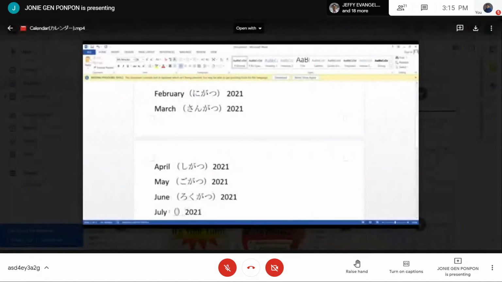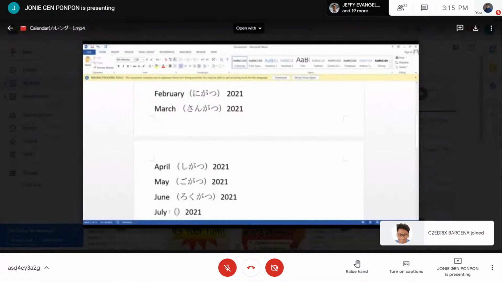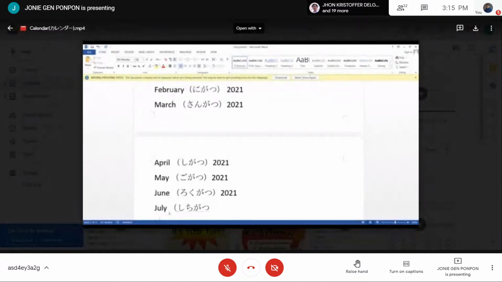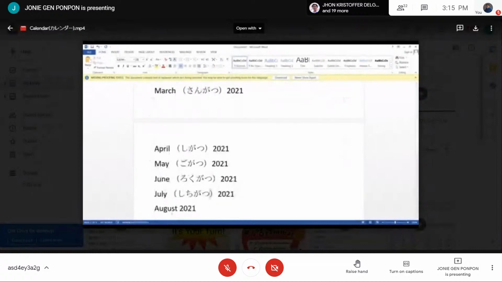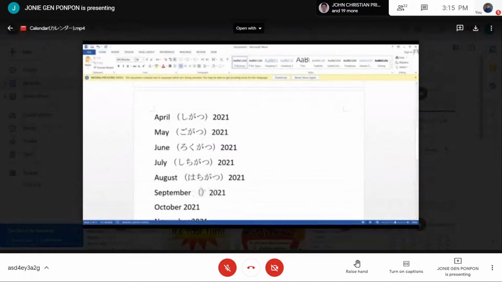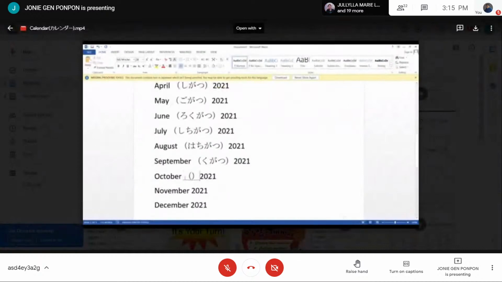July is not nanagatsu, but again, shichigatsu. You will use the shichi, not the nana. So that is another exemption, for July, the seventh month. August is the eighth month, that is hachigatsu. September, the ninth month, is another exemption. It is not kyugatsu, but kugatsu. And for the tenth month, jugatsu.